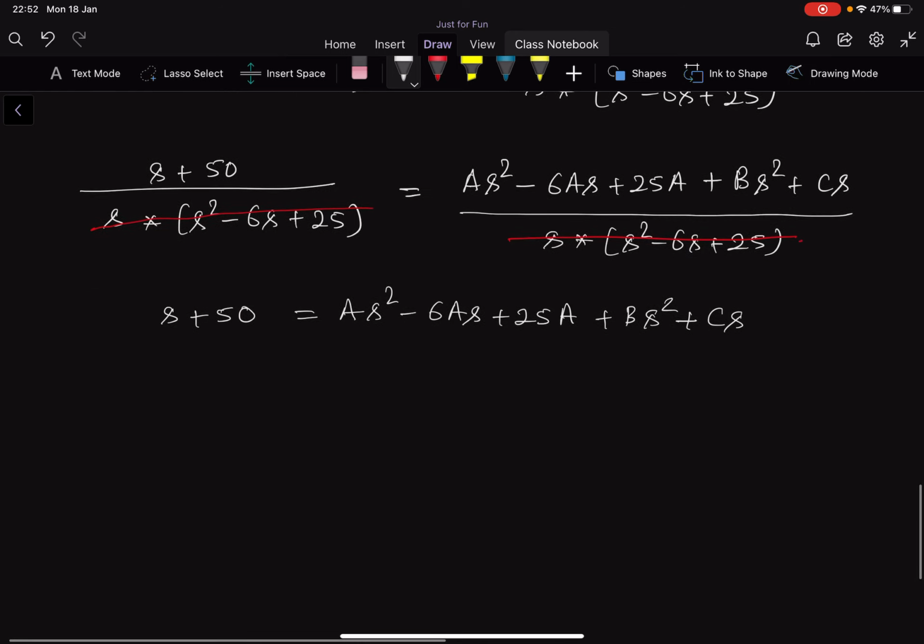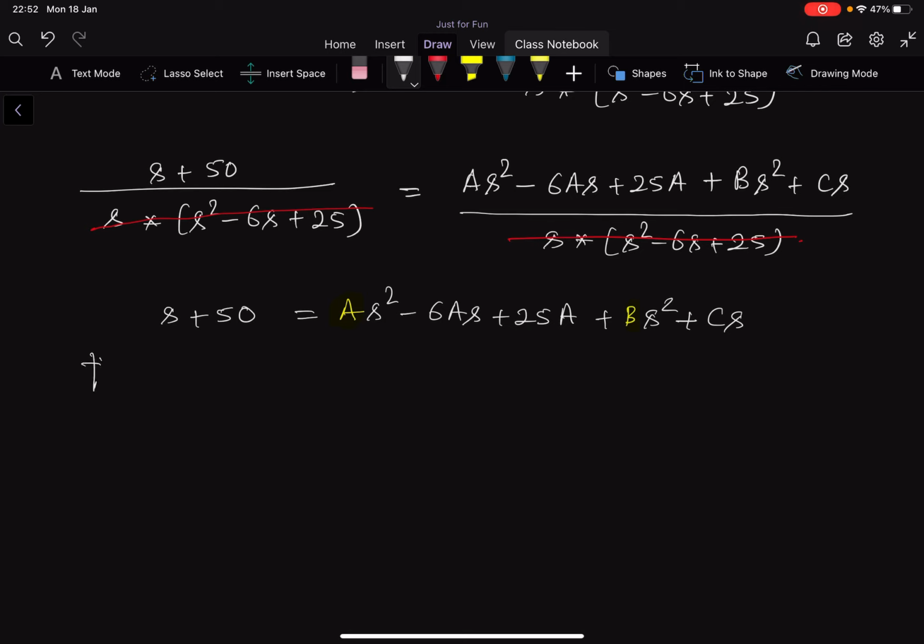So once we get this, now we can compare the coefficients. Remember, coefficient means if we are comparing the coefficient of s square, then this is the coefficient, the front value, whatever value it has in the front. If you're looking at s square, then it has a, and where is another s square, which is b. Okay, so that's what we're going to do.